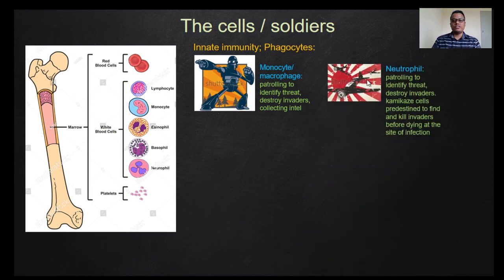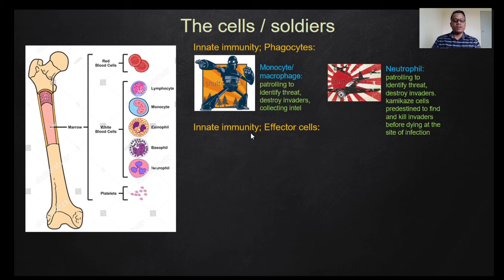Together with macrophages, we have here also another type of phagocytes, neutrophils, patrolling to identify threats and destroy invaders. Neutrophils are also known as kamikaze cells because they are predestined to find and kill invaders before they die together at the site of infection. So that means they will die together with the pathogen or invader at the site of infection.